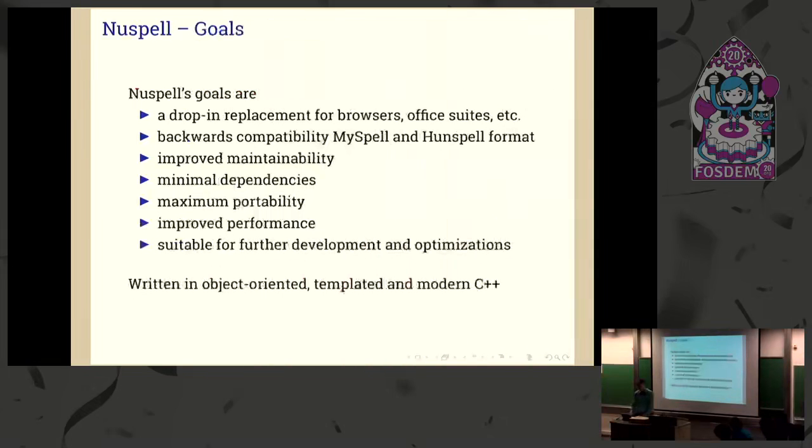The specific goals of Nuspell are to be a drop-in replacement for browsers, office suites, and all kinds of applications that use spell checking. It supports the MySpell and Hunspell dictionary format. The big differences with the other existing spell checkers are that it's much faster, maintainable, has fewer dependencies, and is more portable. As you can see later on, we compile it on many different platforms. It also opens the door for more optimizations and functionality in spell checking in the future, where other spell checkers have sort of walked into a dead end at the moment.